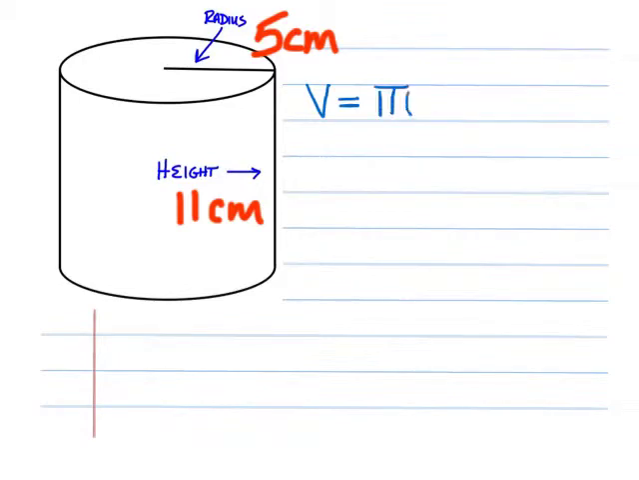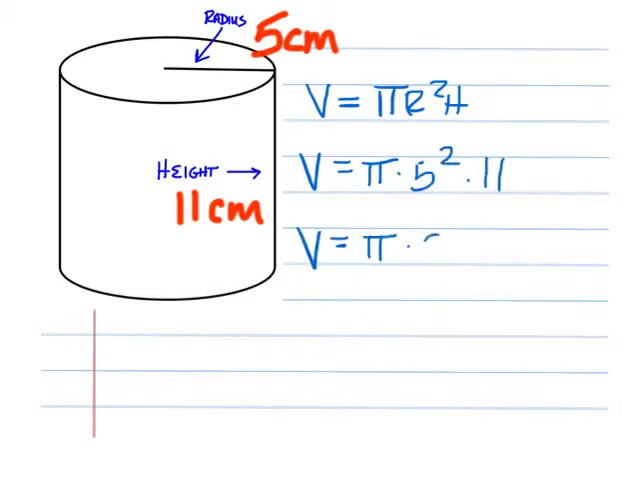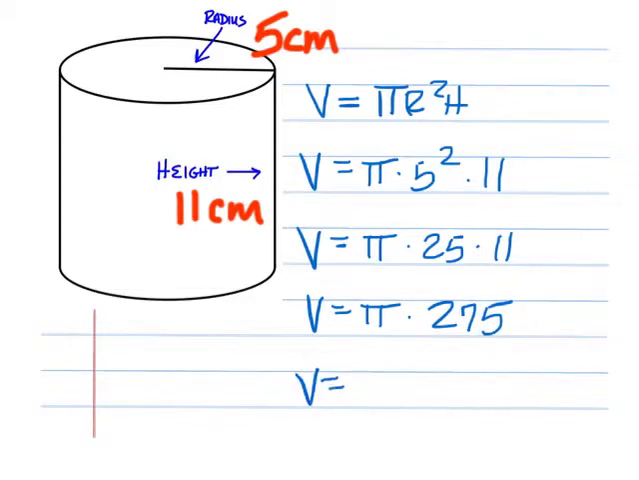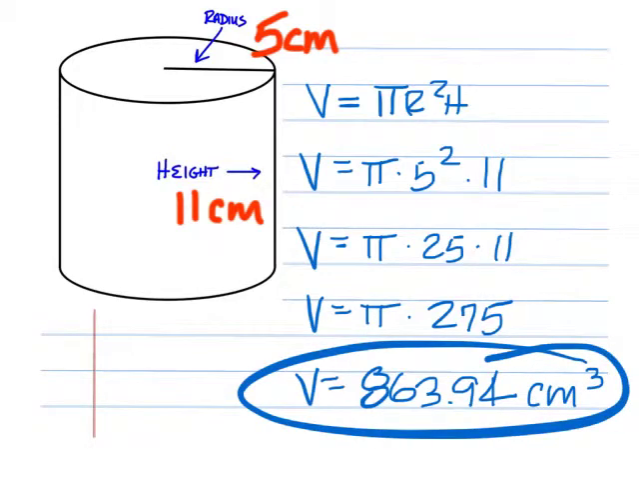Alright, so you're going to start with V equals pi r squared h, and then plug in what you know. R is 5, square that, and h is 11. 5 squared is 25, and multiply that 25 by 11 to get 275. Multiply 275 by pi to come up with 863.94 centimeters cubed.